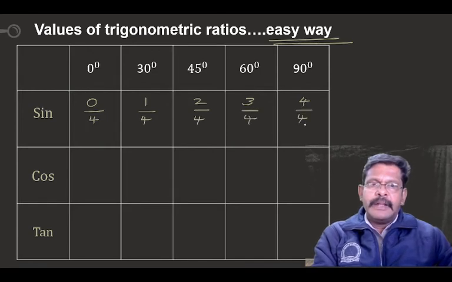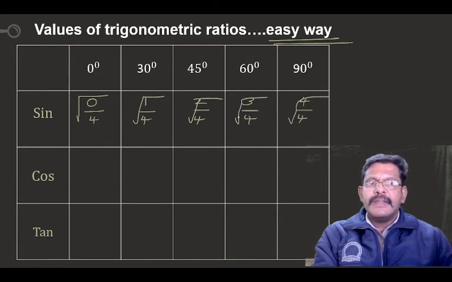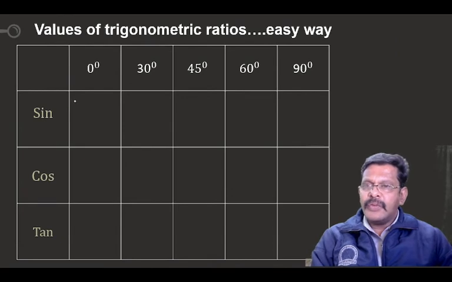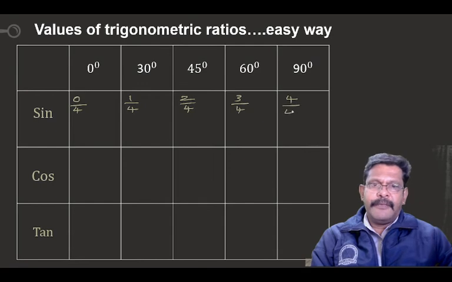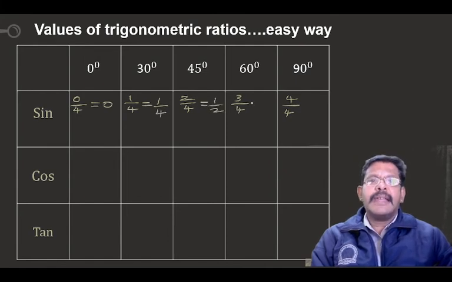Now whatever comes as the answer, I am finding the square root of that. So square root of this, square root of this, square root of this. This is what we have to remember here. So I'll write 0 by 4, 1 by 4, 2 by 4, 3 by 4, 4 by 4. What is the answer which is coming? 0 here, then 1 by 4 as it is, here I am getting 1 by 2, here 3 by 4, and here 1.